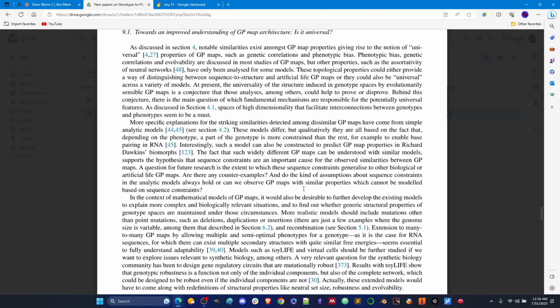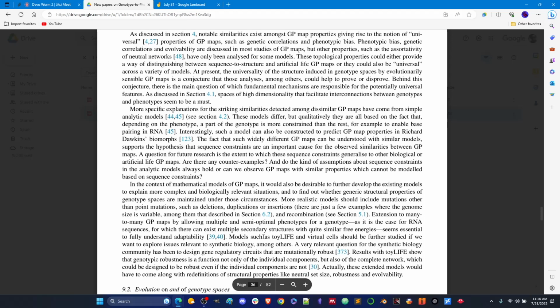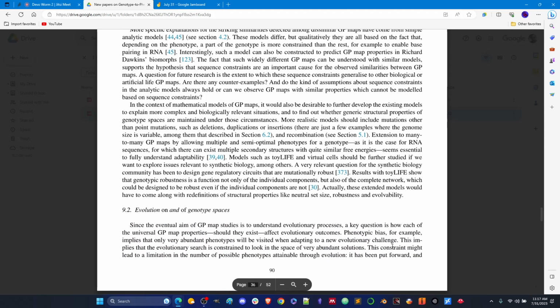And so they talk about this in different biologically relevant situations. Models such as toy life and virtual cells should be further studied if we want to explore issues relevant to synthetic biology and some other systems where we can really manipulate things and get a good account of this.